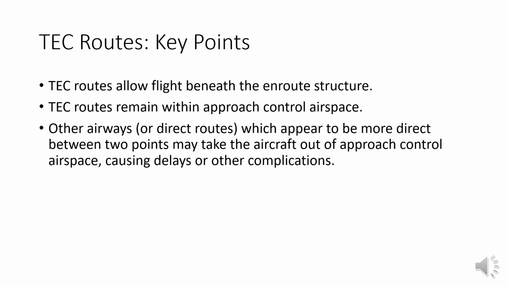Here are some key points about TEC routes. They allow flight beneath the en-route structure. You don't talk to a center. TEC routes remain within approach control airspace. Other airways, or direct routes, which appear to be more direct between 2 points, may take you out of approach control airspace, causing delays or other complications.